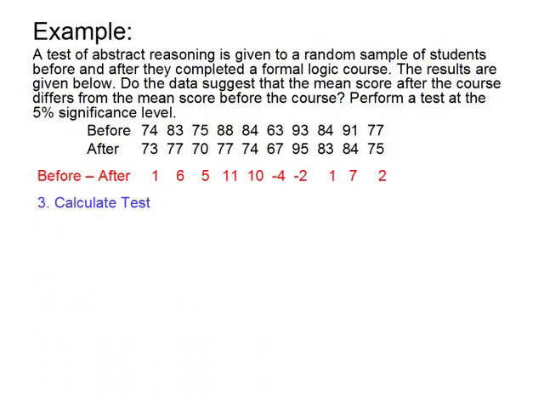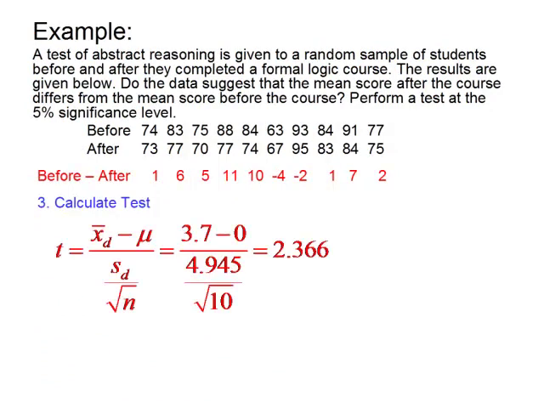Step 3, calculate the test. We needed to find a sample mean and sample standard deviation from this third list. The sample mean was 3.7 and the sample standard deviation was 4.945. Plugging these in, we have 3.7 minus 0 over 4.945 divided by the square root of 10, and we get t equals 2.366.